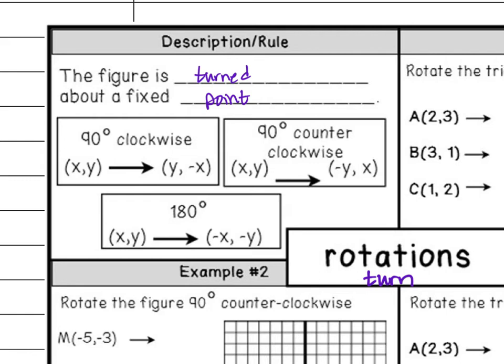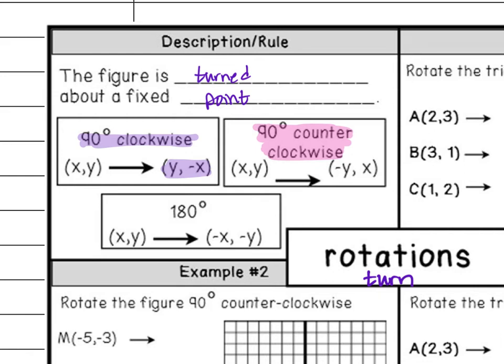Okay. So the three rules that we need to take into consideration is 90 degrees clockwise. Remember, clockwise is going this way, the way a clock goes. And what happens is my X and Y switch positions, and the X becomes the opposite sign. If it's 90 degrees counterclockwise, and it will say if it's clockwise or counterclockwise in the directions, by the way, the X and Y still switch.